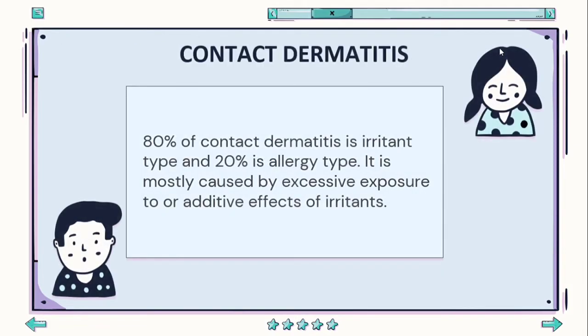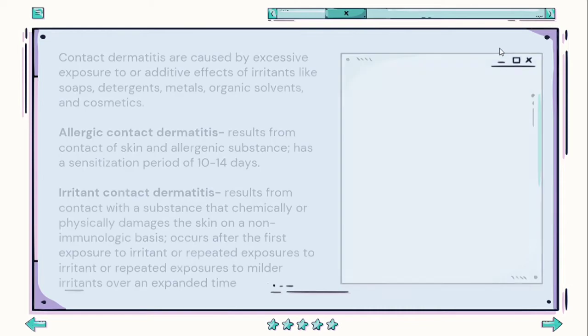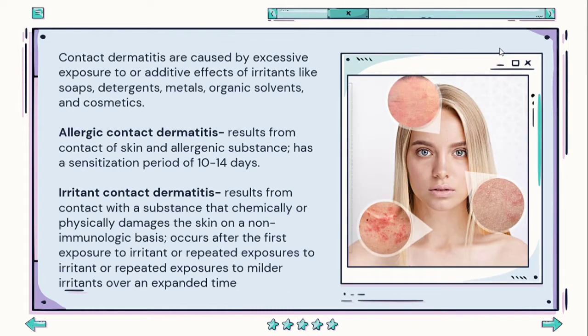80% of contact dermatitis is irritant type and 20% is allergic type. It is mostly caused by excessive exposure or additive effects of irritants such as chemical substances or soaps. Allergic contact dermatitis results from contact of the skin with allergenic substances, like soaps, detergents, metals, cosmetics, and even plants. It has a sensitization period of 10 to 14 days.